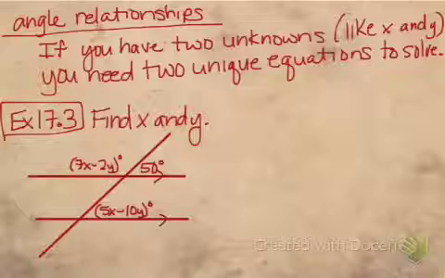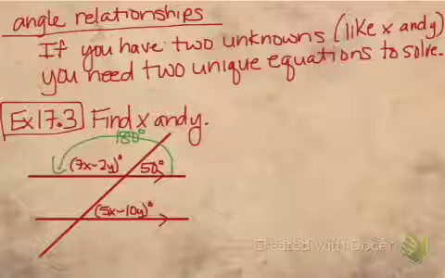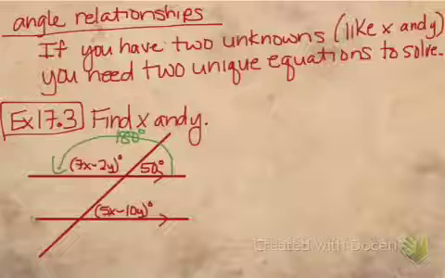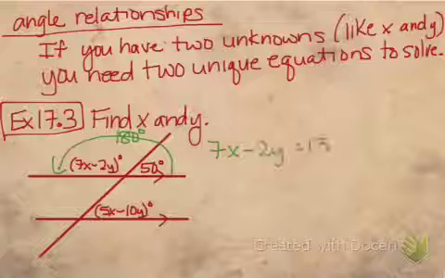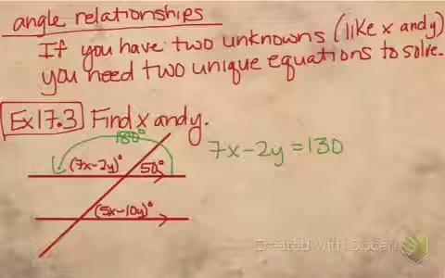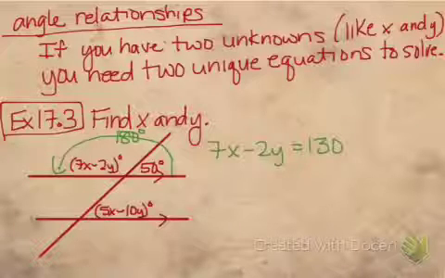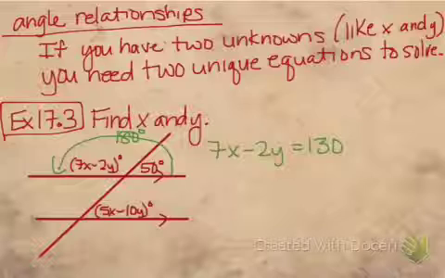The first thing we can see is that 7x minus 2y and 50 are all on a straight angle. So when we add them together, we get 180. That will be our first equation, 7x minus 2y. And then instead of putting plus 50 equals 180, we can just subtract 50 from 180. So we know that 7x minus 2y has to equal 130.